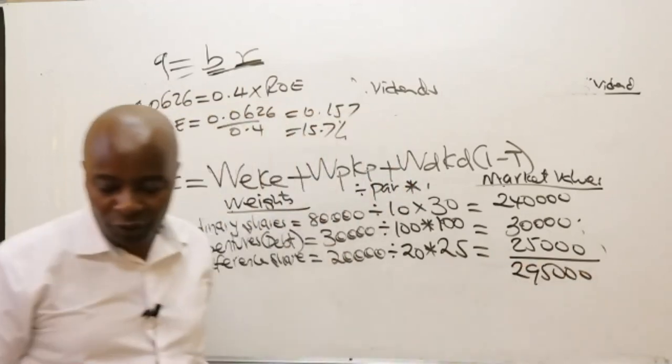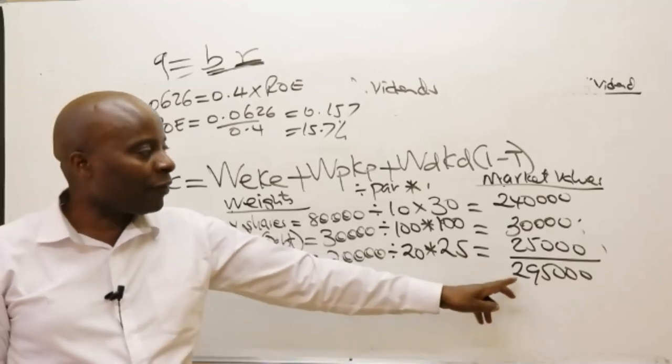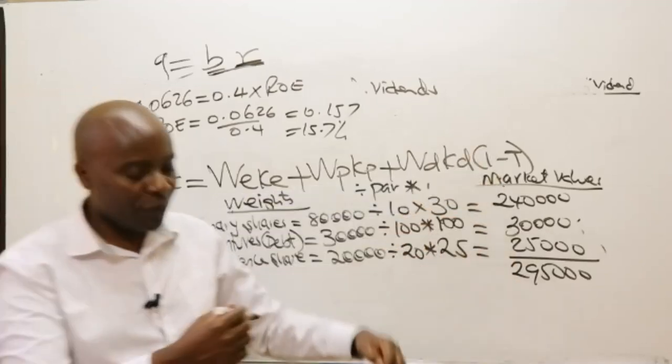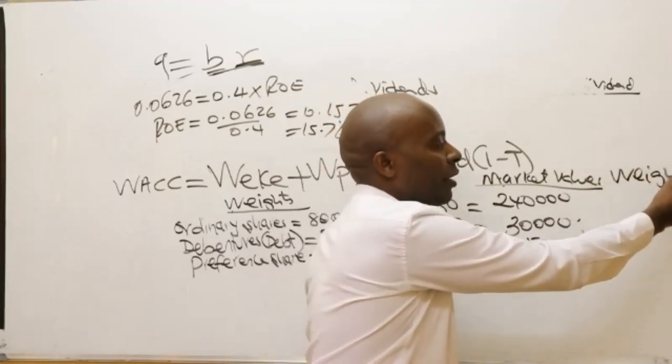Someone else to confirm this figure? 295,000 is correct. Now, having gotten this 295,000, could you kindly give me the weights here very fast?